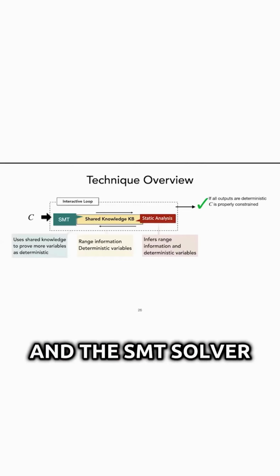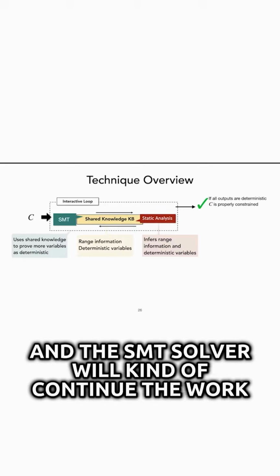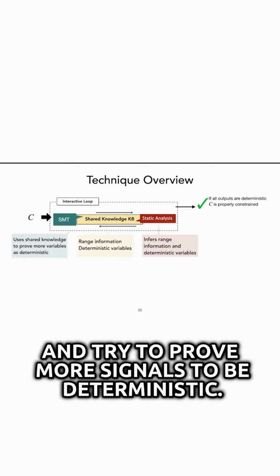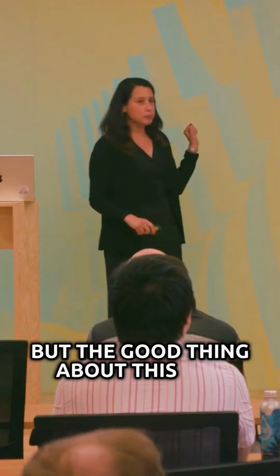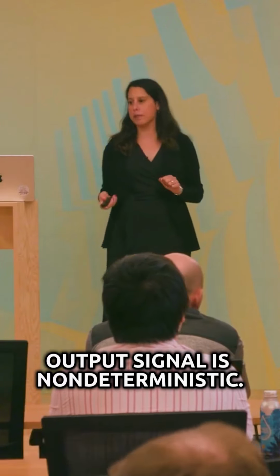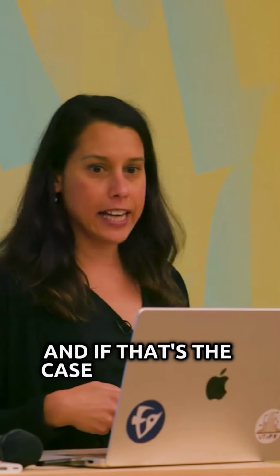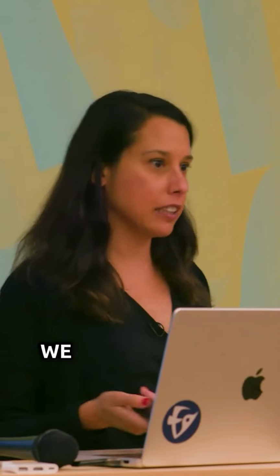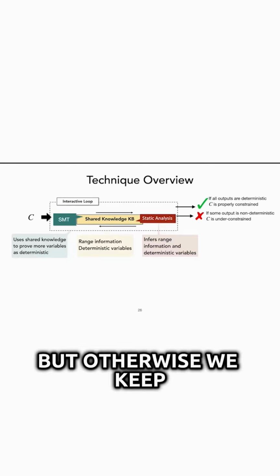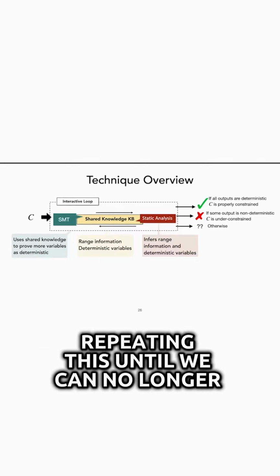The SMT solver will continue the work started by the static analyzer and try to prove more signals to be deterministic. But the good thing about this SMT solver is it can also potentially prove that an output signal is non-deterministic. If that happens, we can conclude that the circuit is buggy. Otherwise, we keep repeating this until we can no longer make progress.